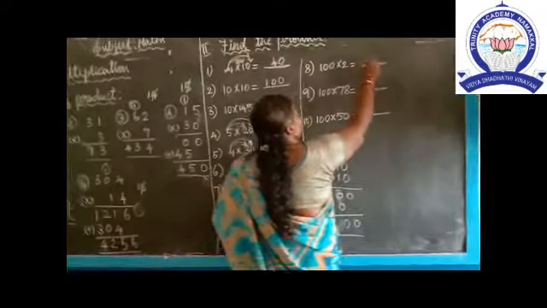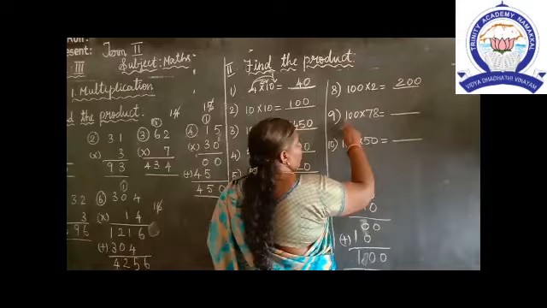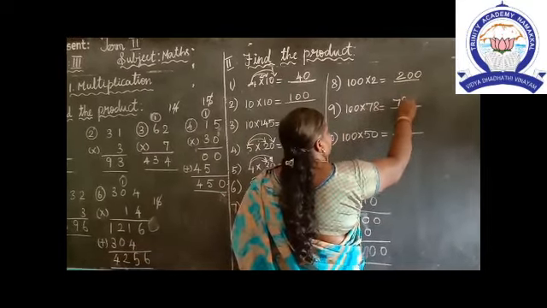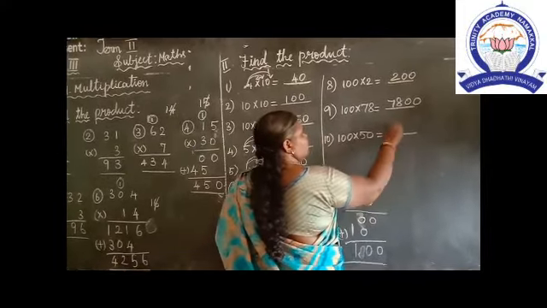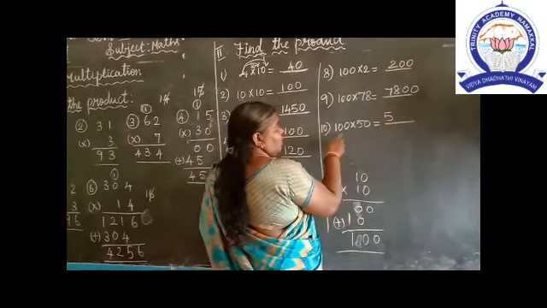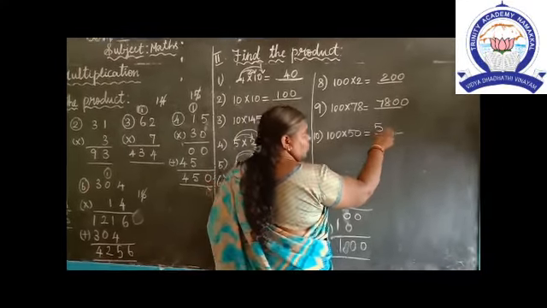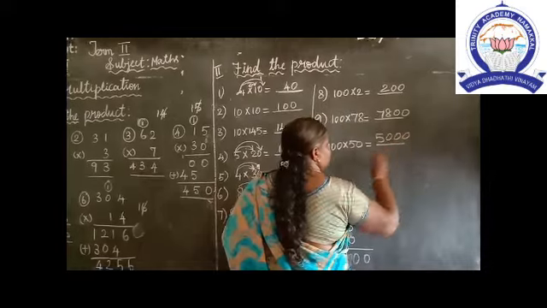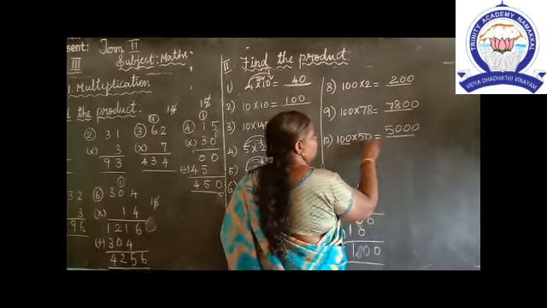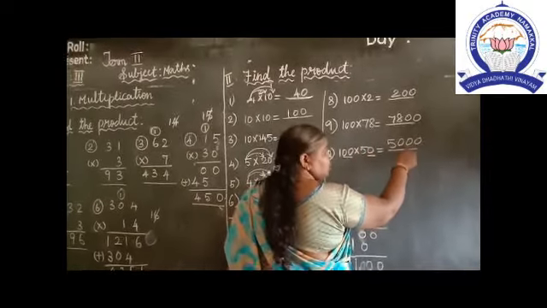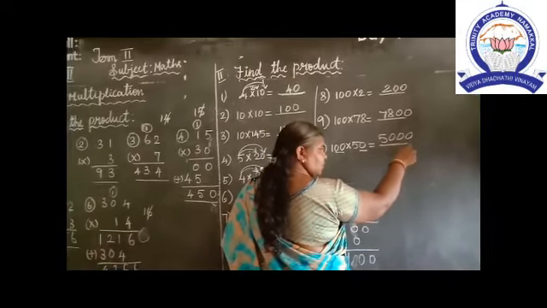Here 1 2 is 2, you add 2 zeros. Here 1 78 is 78, you add 2 zeros. Next, 1 5 is 5. How many zeros are there? See, here 2 zeros, here 1 zero. So you write 1 5 is 5, and 3 zeros in the answer. Okay children, we get the answer 5000.